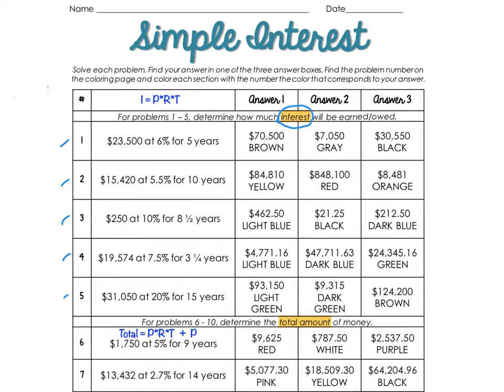So my principal balance is the amount I'm starting with, that's my P. My percentage rate is my R, and my years is my time. So I'm just going to multiply these 3 numbers, and it's going to give me my interest. So 23,500 times 0.06 times 5.